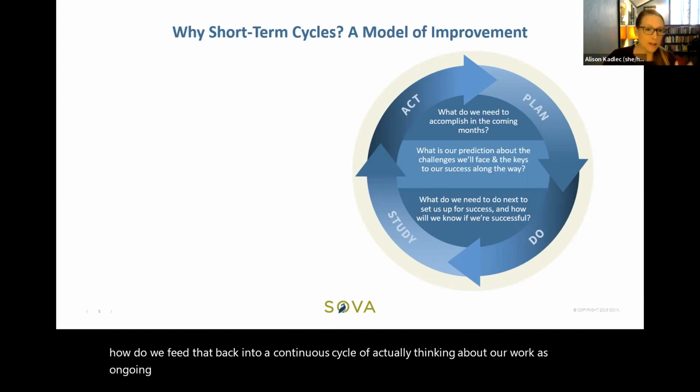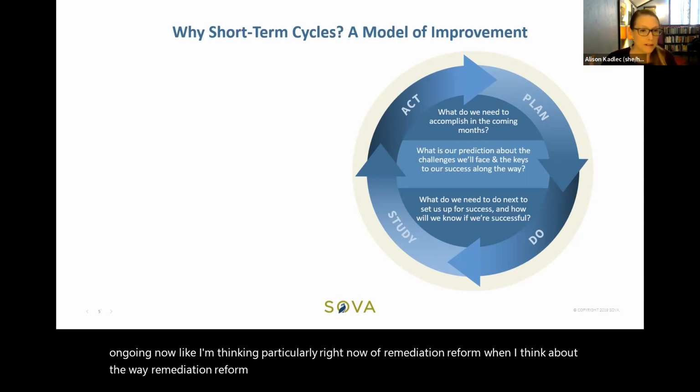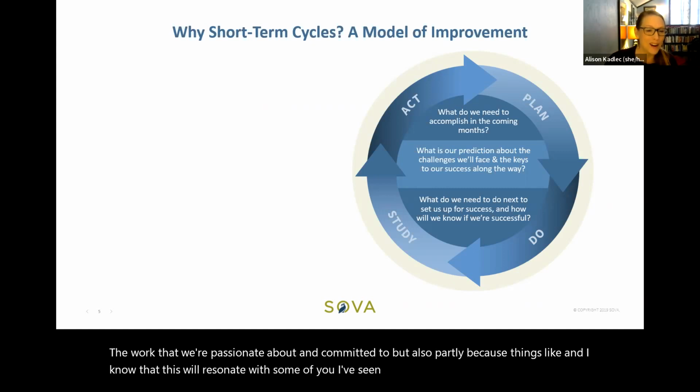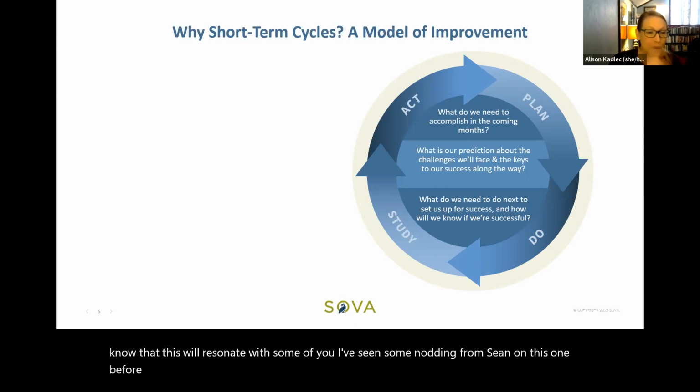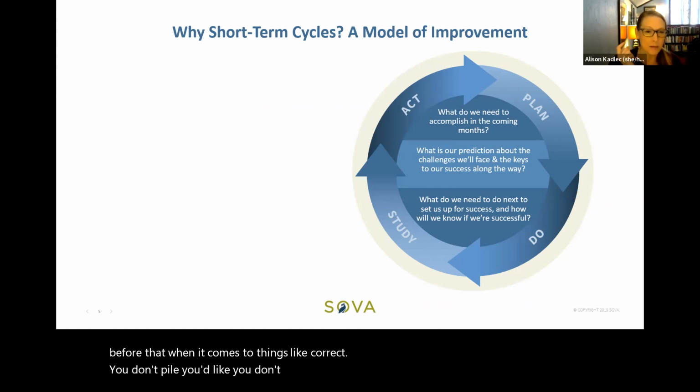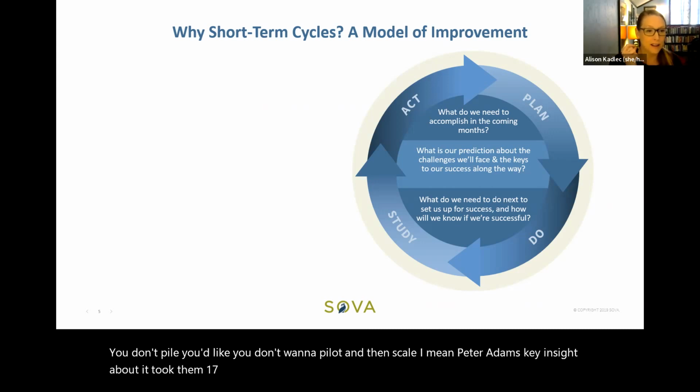I'm thinking particularly right now of remediation reform, because remediation reform and transfer reform are the places that we're using these kinds of cycles most often right now. And partly that's just because of the work that we're passionate about and committed to, but also partly because, and I know this will resonate with some of you, I've seen some nodding from Sean on this one before, when it comes to things like COREC, you don't want to pilot and then scale. I mean, Peter Adams' key insight was that it took them 17 years to scale at Baltimore County Community College, and it could have taken them 3.